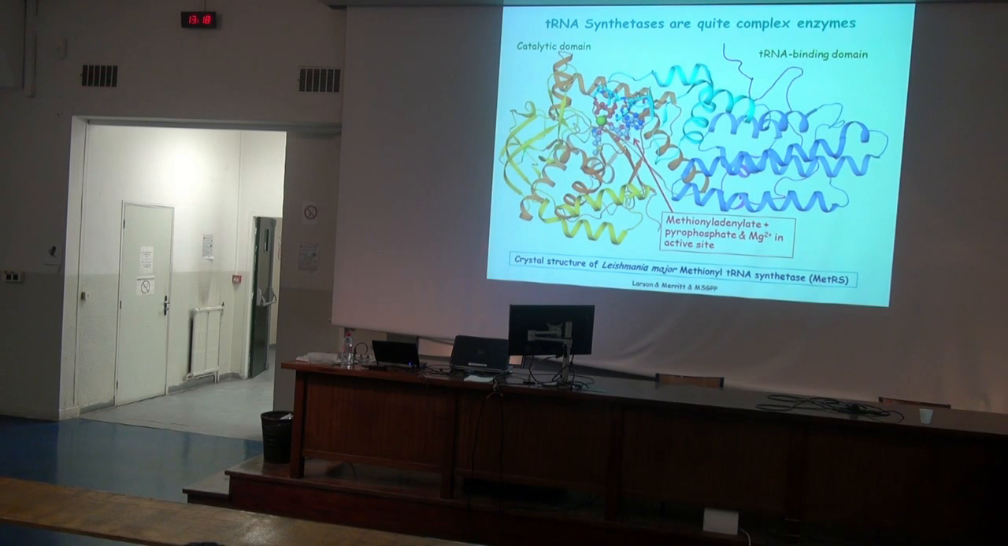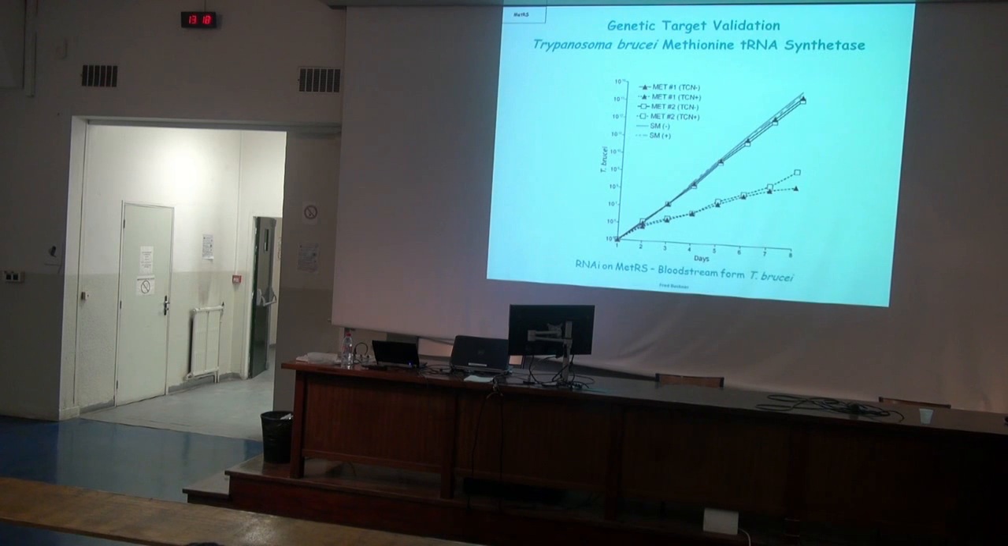tRNA synthetases, and here we focus on methionine tRNA synthetases, are quite complex proteins. And they have a multi-domain active site region and a very large tRNA binding region. And we'll focus and zoom in on how to get to that active site blocking. Now, when you do drug design, you have to make sure that you know that your target is really essential.